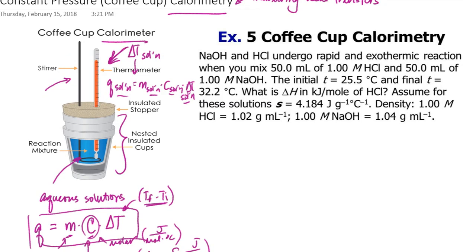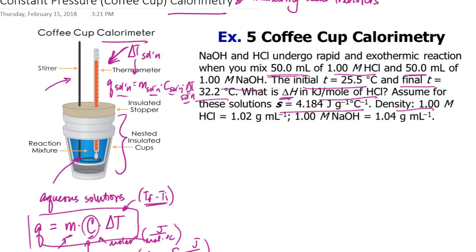I have sodium hydroxide and hydrochloric acid, both of them at 1 molar concentration. And I'm going to mix 50 milliliters of the acid with 50 milliliters of the base. I'm given the initial temperature, which is 25.5 degrees Celsius, and the final temperature, which is 32.2 degrees Celsius. I'm being asked for the enthalpy in kilojoules per mole of hydrochloric acid. I'm to assume that the specific heat capacity of the solutions would be 4.184 joules per gram per degree Celsius.